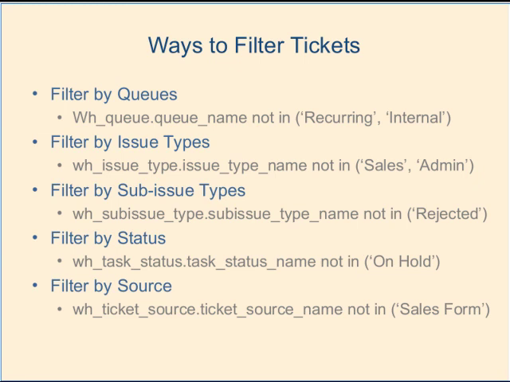So for queues, you would indicate wh_q.q_name, and you could say in with an in list, or you could say not in with the list of queues that you do not want to use. What's also presented here are the lists if you want to use issue type or sub-issue type or status or source. Really, any of the fields that are part of the select statement can be used to filter out that level of information. So I'm going to go over into a demonstration section, and I will share my desktop.